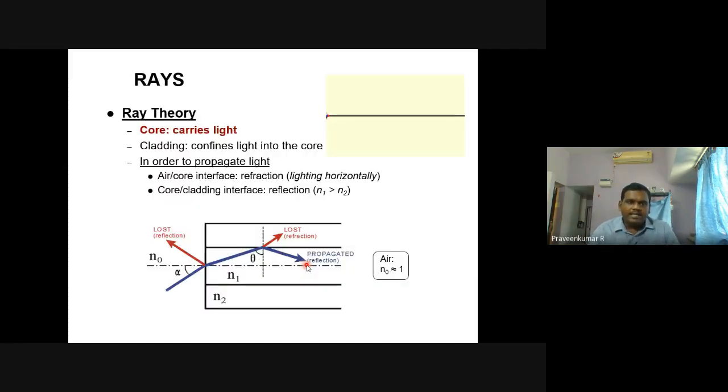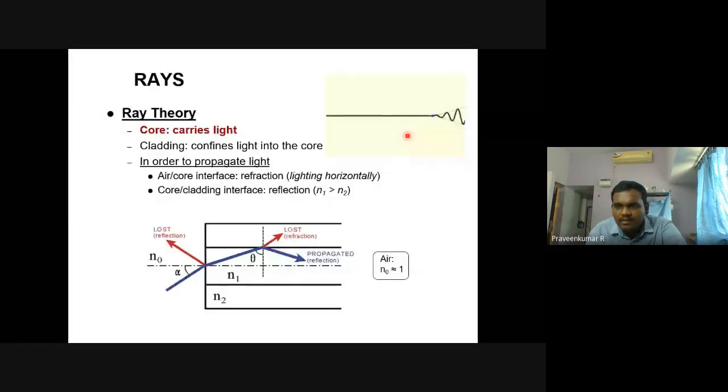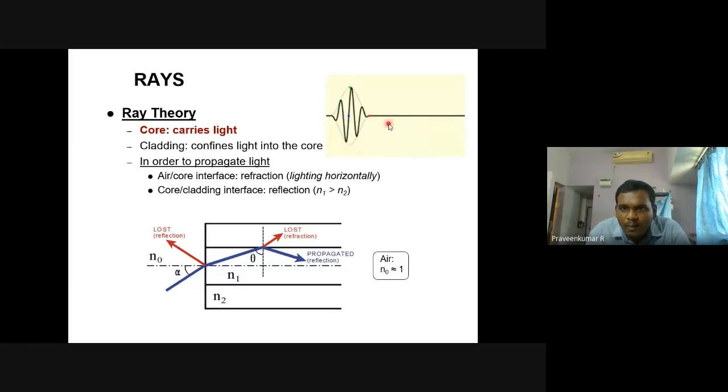You can see here, before going on, how many people can see this GIF picture here? Can you see? Come on, please. Is it visible? Okay, thank you. So we can see one blue dot, a green dot, and also a red dot.